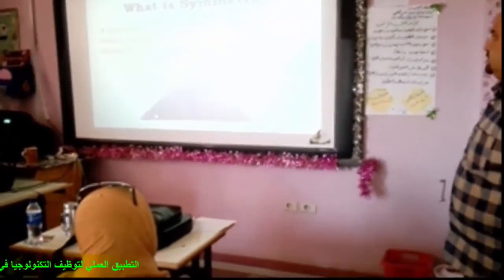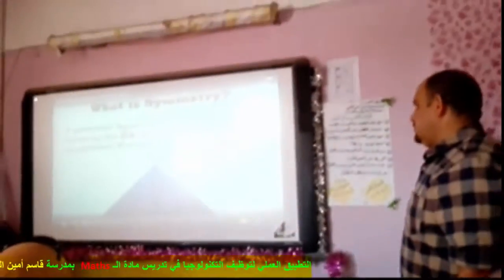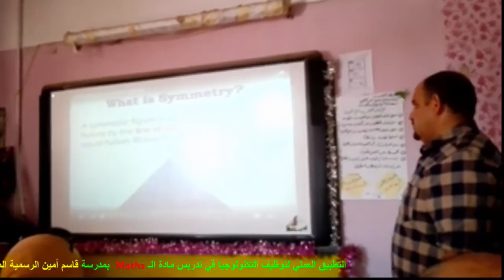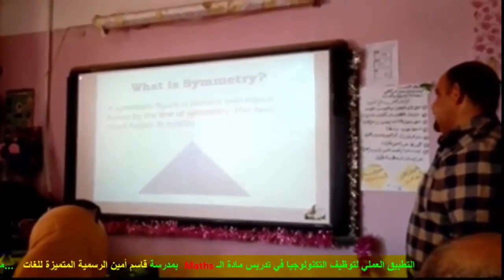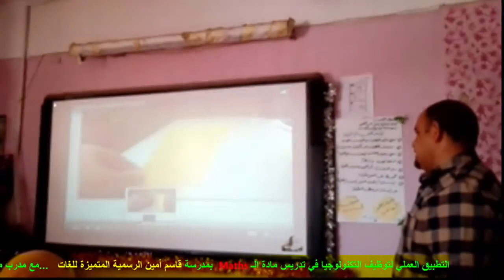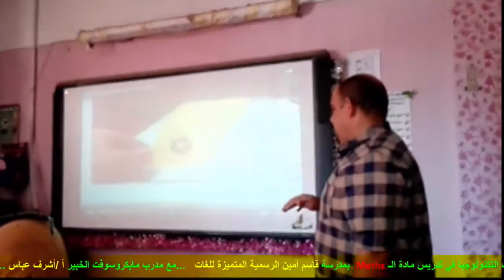So when I fold this over, these two actually meet. I will show you an actual demo later. But basically, for you to understand, a symmetric figure is divided into equal halves by the line of symmetry, and the two halves will fit exactly. So remember that. Now I want you to take a look at this figure. This is called the parallelogram. I want you to ask yourself, is this symmetric or not?